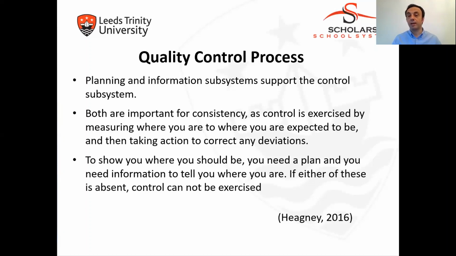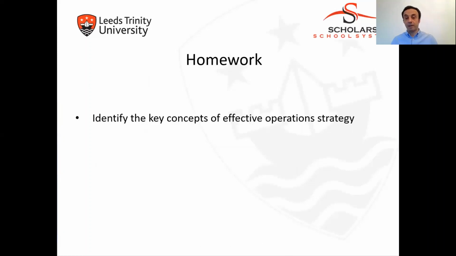If it is fitting the standard, it's good for the company. But if it is not, as a company, you are supposed to take some corrective actions. Most of these corrective actions are managed by a project team if there is a deviation, or a critical mistake in a process. To show you where you should be, you need a plan, and you need the information to tell you where you are. If either of these is absent, control cannot be exercised. So it's very good to know at which point you are standing now in terms of quality. If there's a deviation, it's a whole process to be managed by the quality control managers.